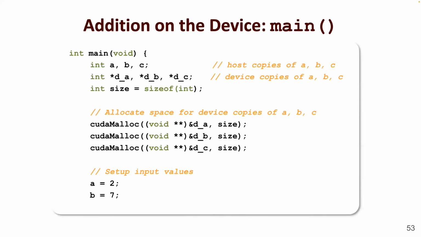So we have ABC defined. These are three numbers. A could be 1, B could be 2, C could be 3, right? But C will be the result. We will initialize A and B. Then we define a device copy of ABC. We get the device.